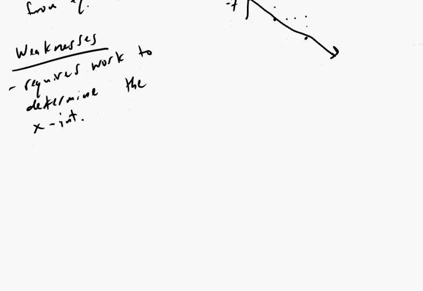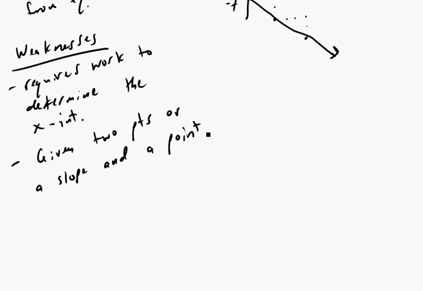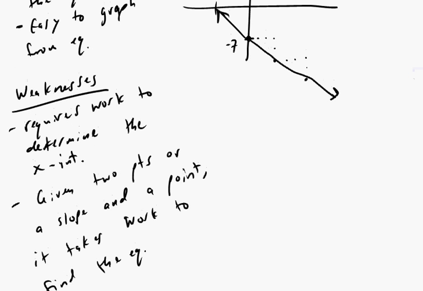Another weakness is, if you're given 2 points or a slope and a point, it takes work to find the equation. So, for instance, if I were to give you the slope of a line is 5, and it goes through the point (7, 2), it's not so easy to come up with the equation. It requires a little bit of work.